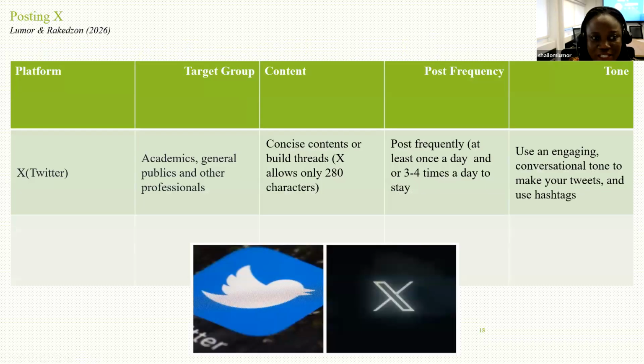So the first one is X, formerly Twitter, which has a target group. You could see academics on X, which is very good. You could also see general publics and other professionals. So when you are engaging in scientific communication or science education on social media, you need to know that you are not dealing with only those in academia. You are dealing with the general public, and you're also dealing with other professionals.